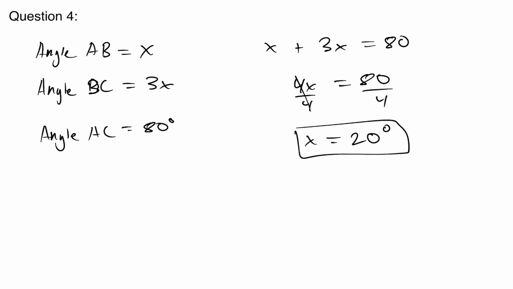And knowing that x is equal to 20 degrees, we know that the measurement of angle AB, which we said was simply equal to x, would be equal to 20 degrees. And that the measurement of angle BC, which we said was equal to 3x, would simply be equal to 20 times 3, which is equal to 60 degrees.